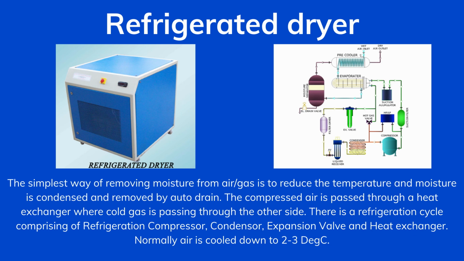Refrigerated dryer. The simplest way of removing moisture from air or gas is to reduce the temperature, and moisture is condensed and removed by auto drain. The compressed air is passed through a heat exchanger where cold gas is passing through the other side. There is a refrigeration cycle comprising of refrigeration compressor, condenser, expansion valve, and heat exchanger. Normally air is cooled down to 2 to 3 degrees Celsius.